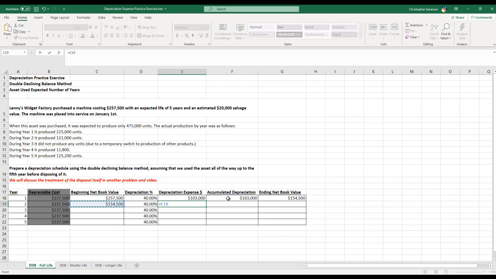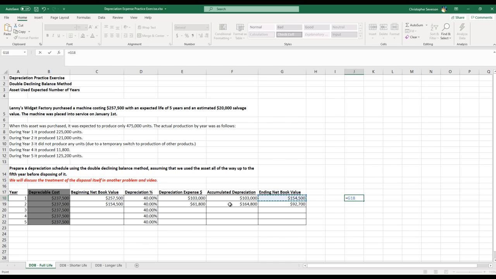Again, the double declining balance means we're taking the declining balance each year, the beginning net book value, multiplied by that 40%. And now for year 2, that adds to our accumulated depreciation. Now we're up to $164,800 of accumulated depreciation. But at the same time, our net book value is dropping by that year's depreciation. Now it's $61,800 less.